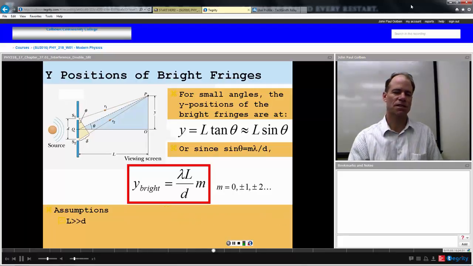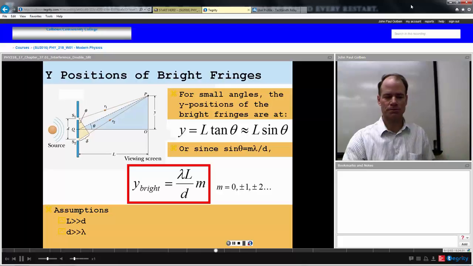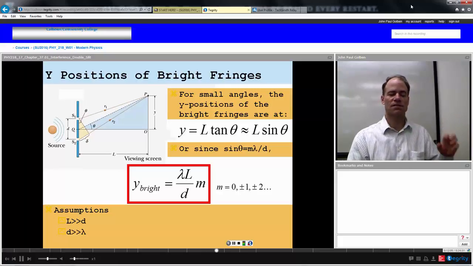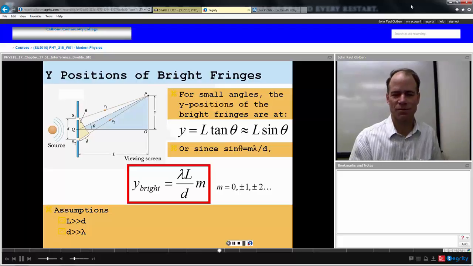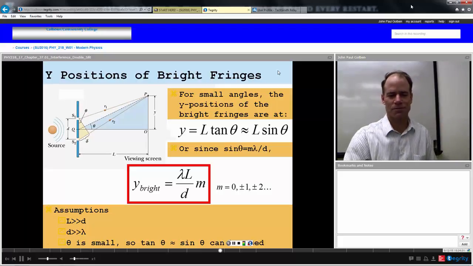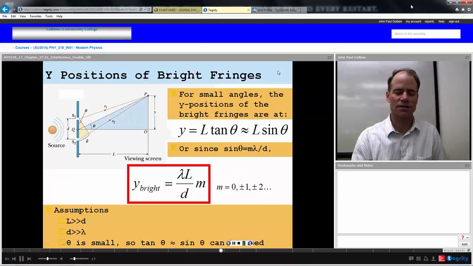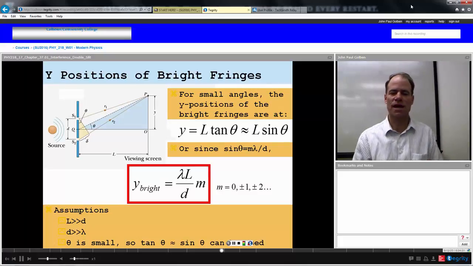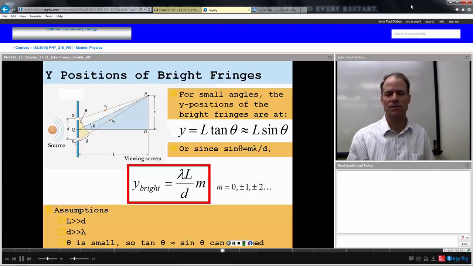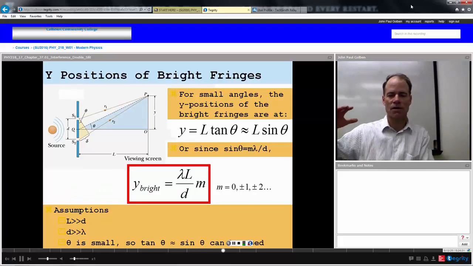Our assumptions in coming up with this answer is that the distance L to the screen is much bigger than the slit width. That's certainly going to be true. The distance of the slit width is going to be much bigger than the wavelength of the light. That's definitely going to be true. The wavelength of the light might be on the order of nanometers, and the slit width is going to be something measurable. And theta is small, so that the tangent of theta is approximately equal to the sine of theta. Small angle approximation, that's going to be true as long as we have our fringes pretty close to the central maximum.